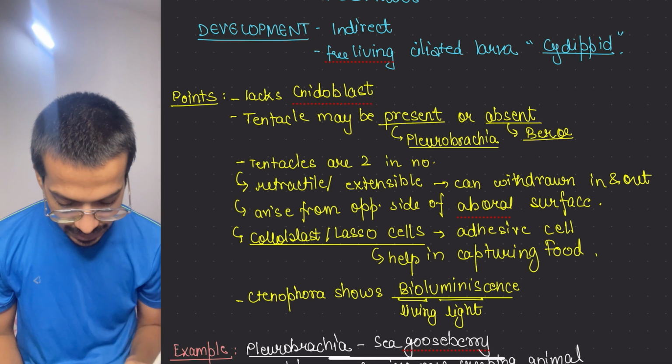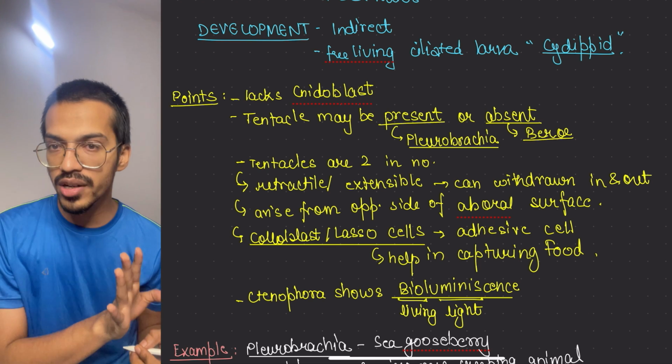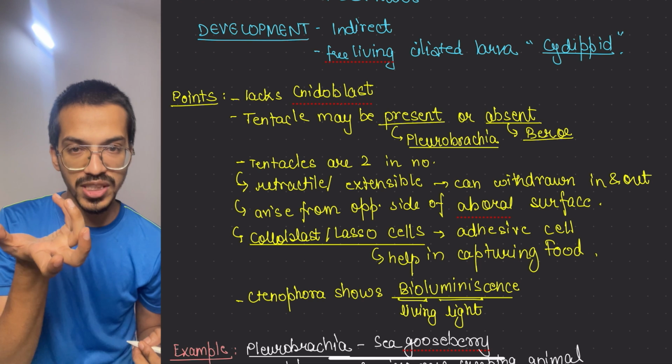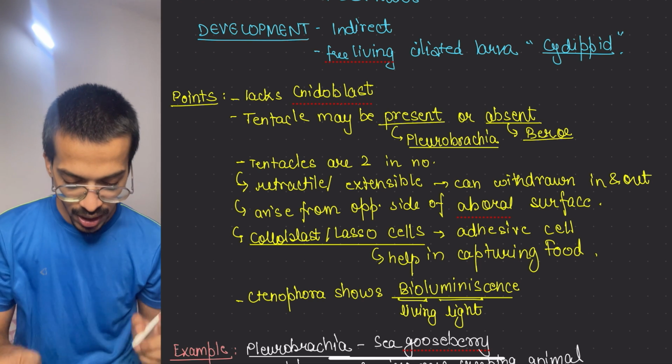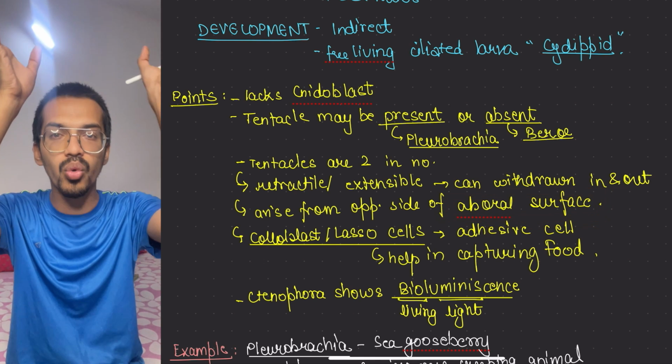Then they have two surfaces, an aboral surface and the oral surface. Oral surface means the surface where the mouth is present. Aboral is just opposite of it. Opposite of the aboral surface means close to the oral surface.